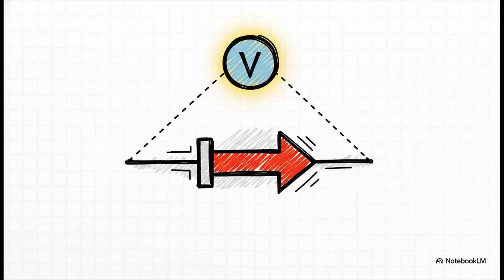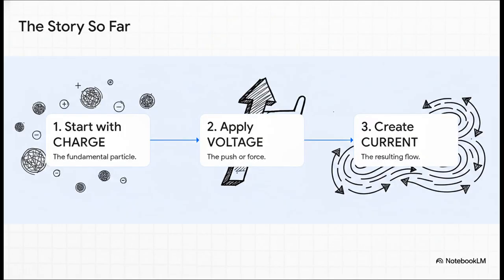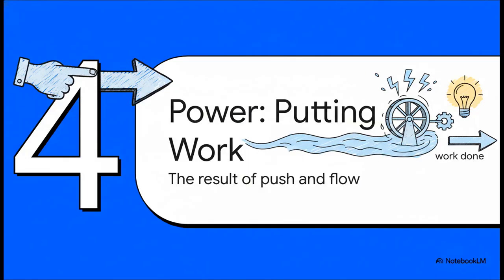So let's recap the story so far. It's actually a pretty simple cause and effect chain. You start with the particle, charge. Then you apply a push, and that's voltage. And the result of that push is the flow, which we call current. See? Particle, push, flow.